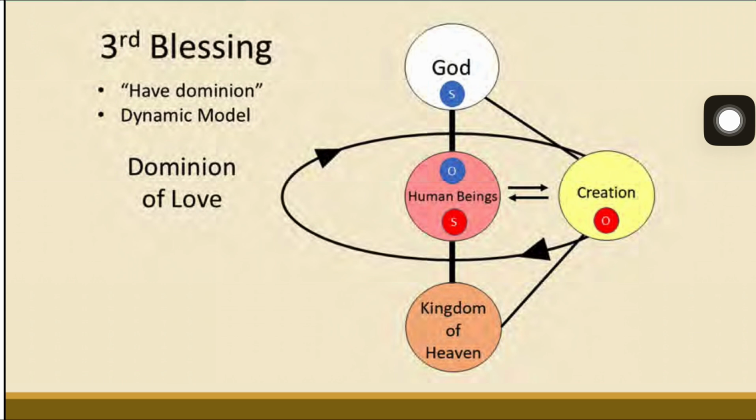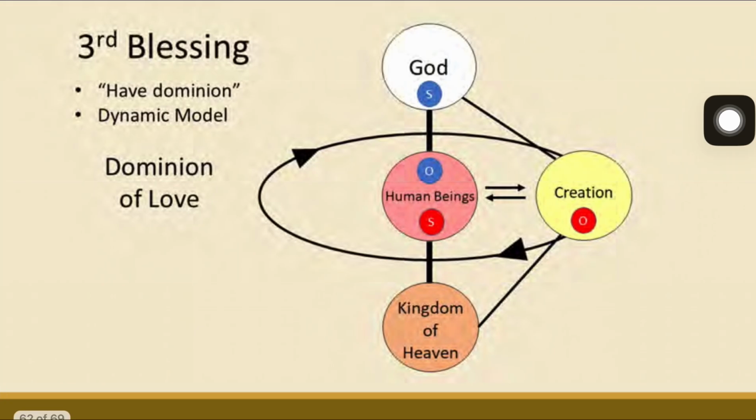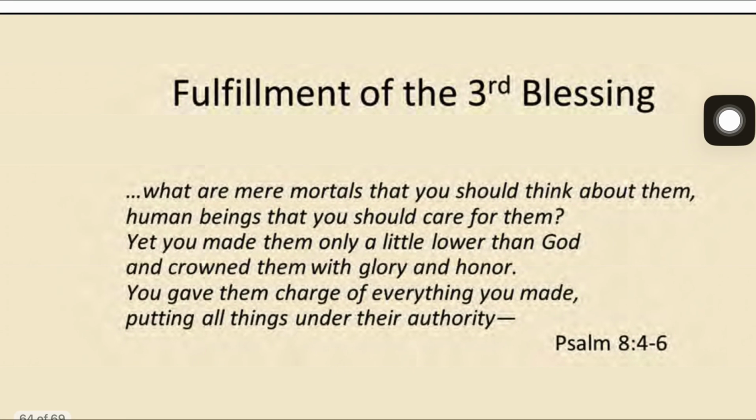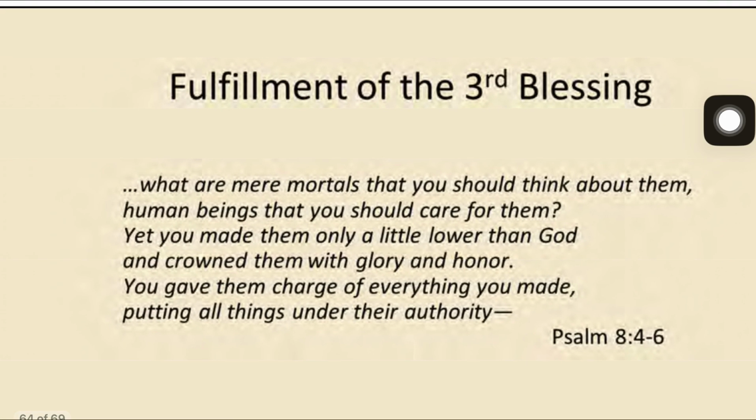You know, the original plan of God is very clearly recorded in Genesis 1 and Genesis 2. So if we try to study Genesis 1 and Genesis 2, then we can really understand what was God's intention in creating the universe, and what was God's intention for Adam and Eve, what was the purpose of God, why He gave us the three blessings. So let's look at the fulfillment of the third blessing in Psalms 8:4-6.